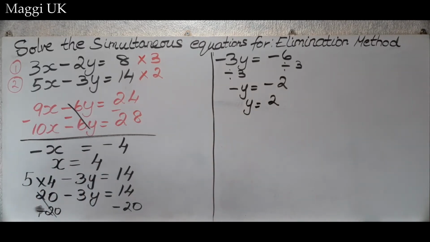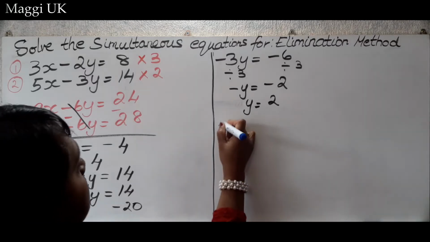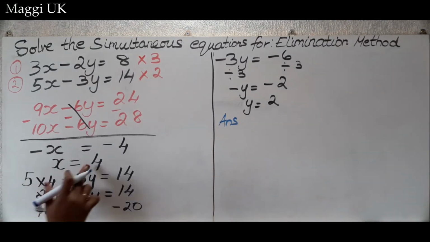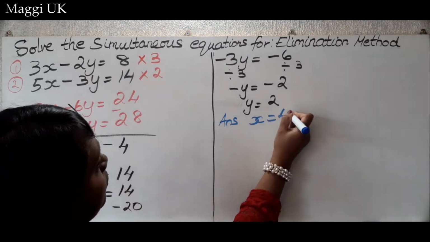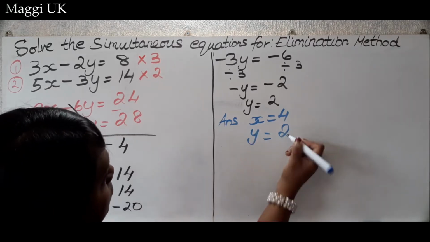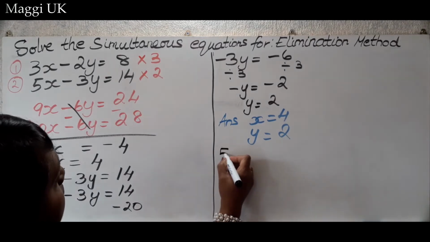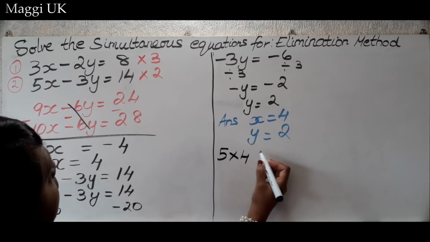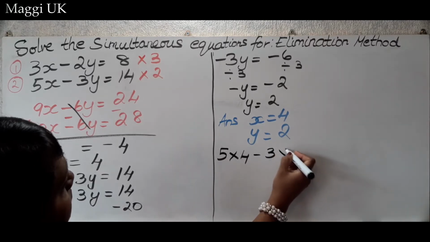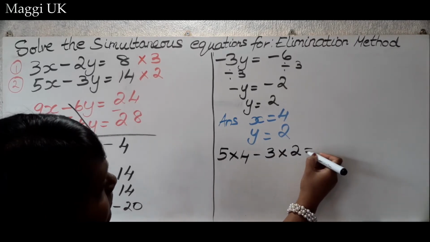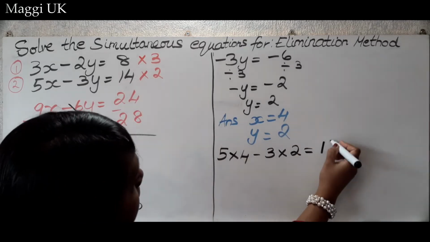Your answer consists of x equals 4 and y equals 2. So I'm going to check it now. I'm also going to check it in the second one. So 5 times 4 minus 3 times 2 equals 14.